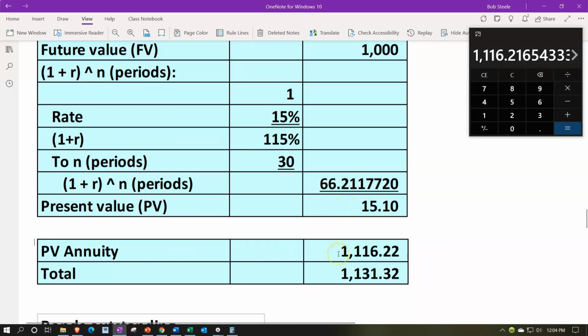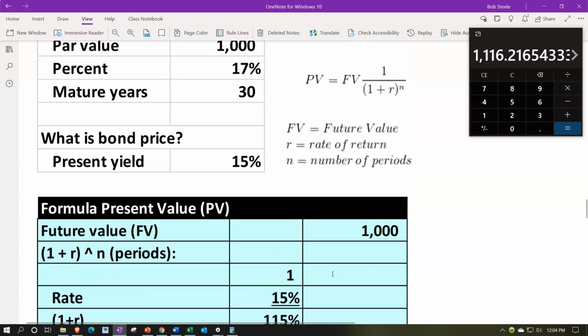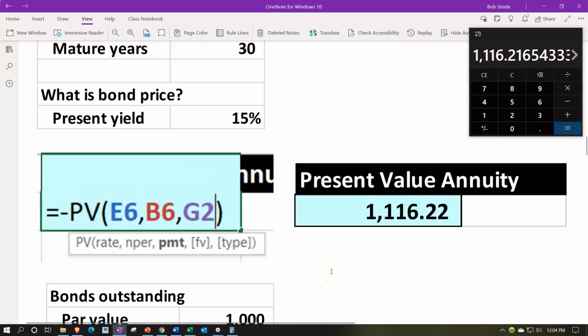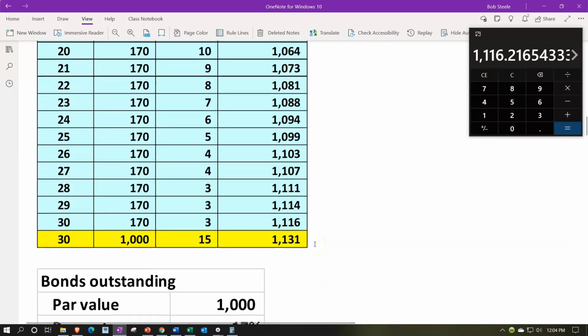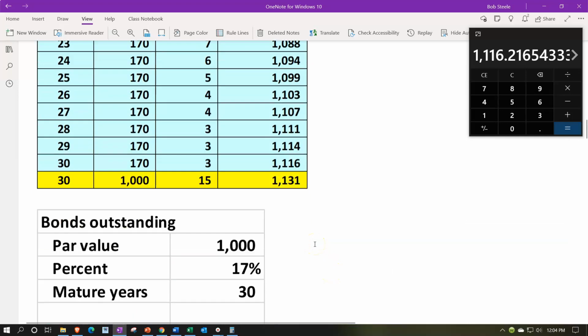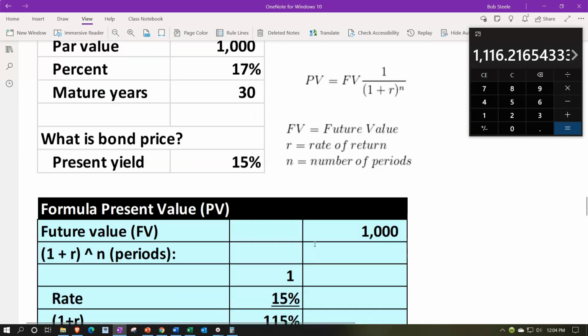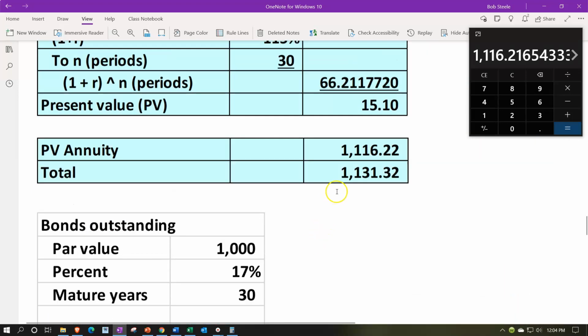If we add that, the present value of the 1, the principal payment, to the present value of the annuity we got last time, the 1116.22, you'll recall, then we get the price, 1131.32. Scrolling back up to that yellow area that we did last time, there's the 1131, no pennies, the same calculation that we got here. That then being the price. That's the price.